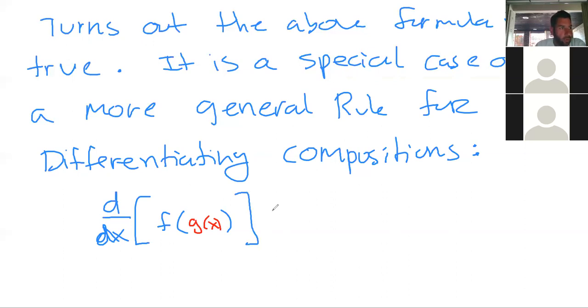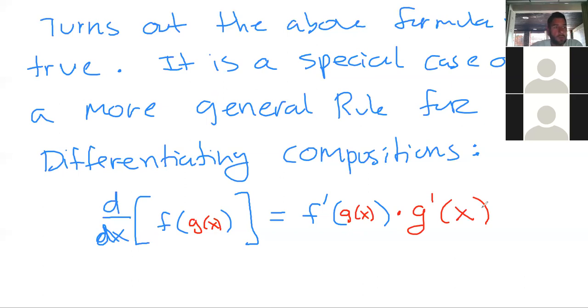And so this general rule, which is called the chain rule, says you differentiate the outside function. You leave what's inside alone, so we leave the expression g alone. And then we multiply it by the derivative of the inside function. So this is called the chain rule.